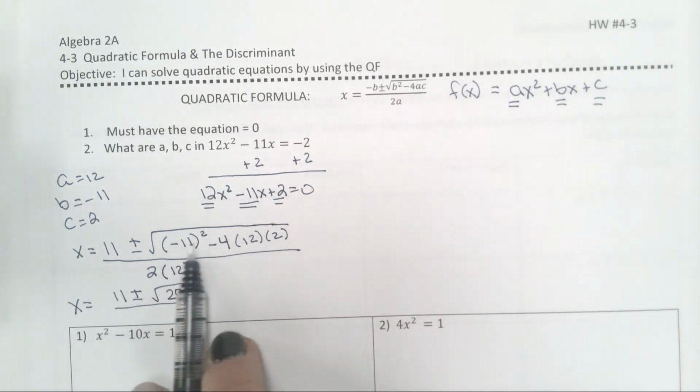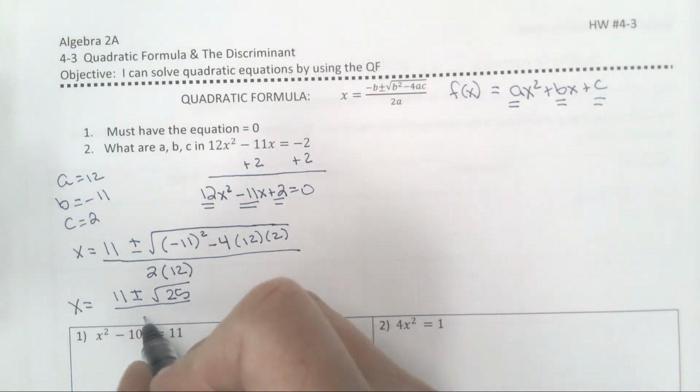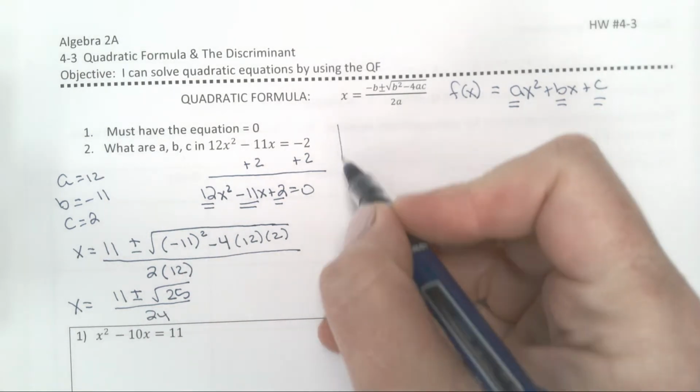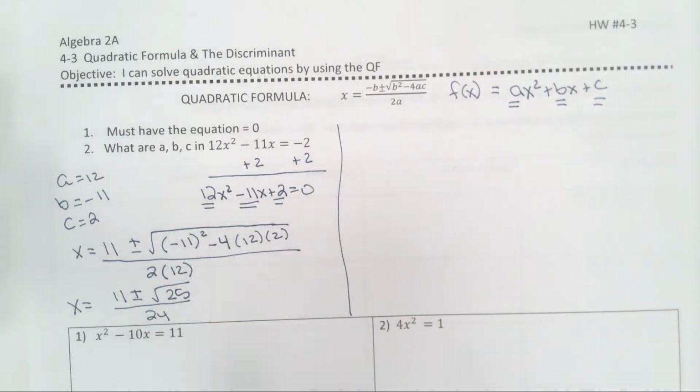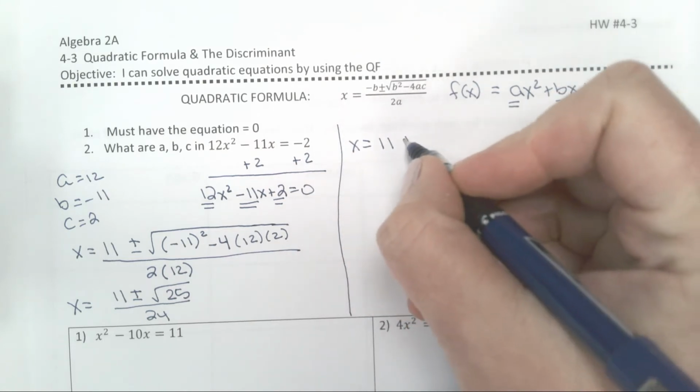All I did was calculate the number under the radical. I have not taken the square root of that number yet. And 2 times 12 is 24. If the number under the radical is a perfect square, now is the time to take the square root of it. So the square root of 25 is 5.